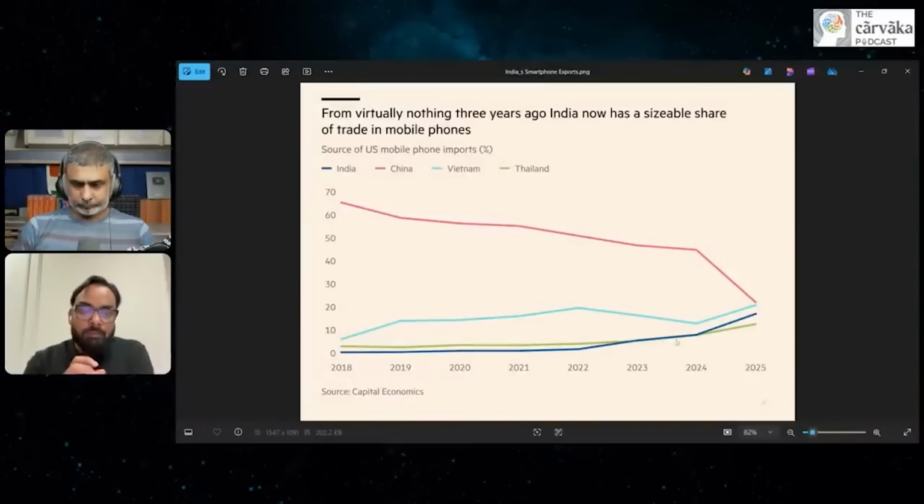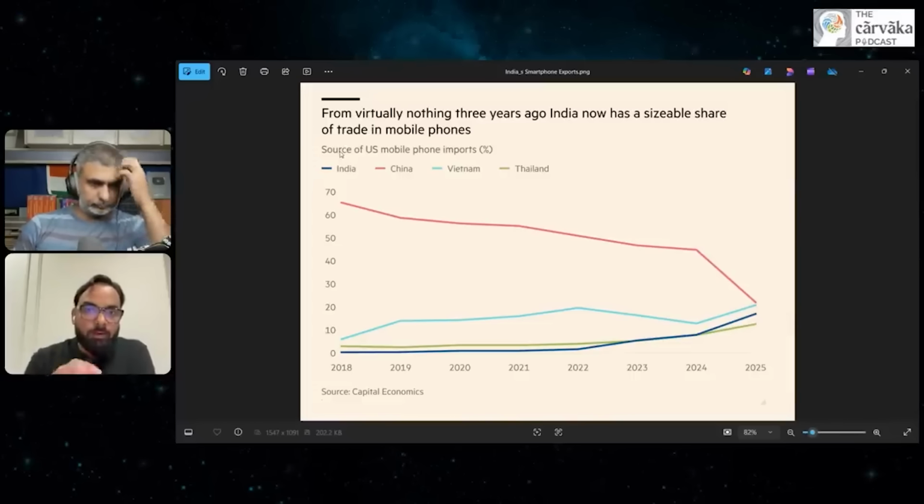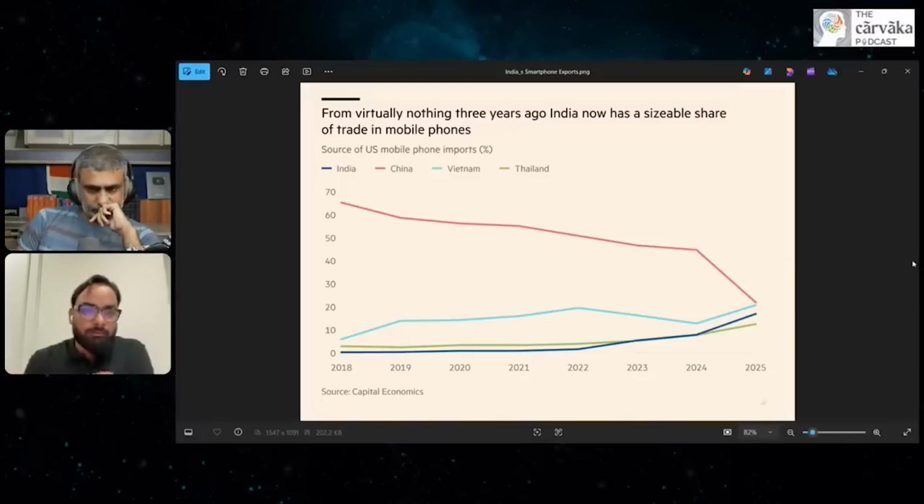Because a lot of people are on this assumption that our trade volume or value will stay stagnant. They're not even factoring in the increase in the last few years. You look at how our smartphone exports to the US have grown. India is now at a very formidable position at around $20 billion.